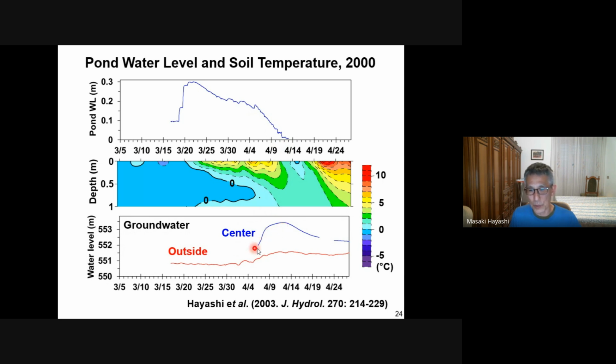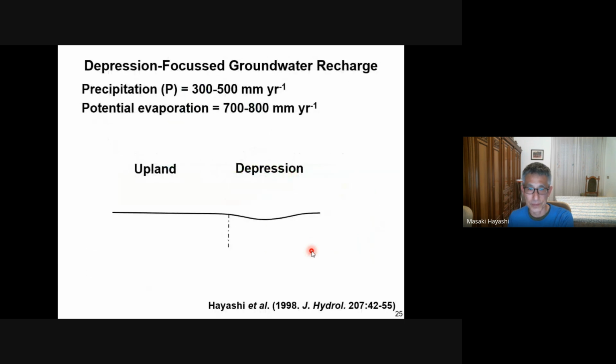This piezometer was dry in the beginning, but now with the recharge, the water table comes up to near the surface. And similar things happen outside the pond as well. So this documents what we call depression-focused groundwater recharge. This happens in millions of these depressions all over the northern prairies region every spring. So it's an important source of groundwater recharge in this semi-arid region.